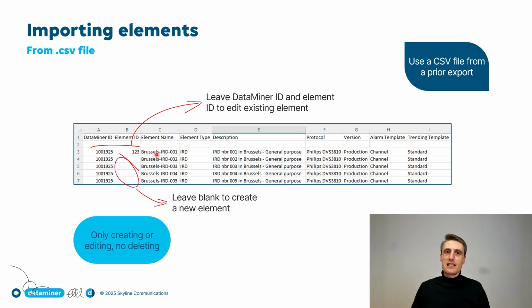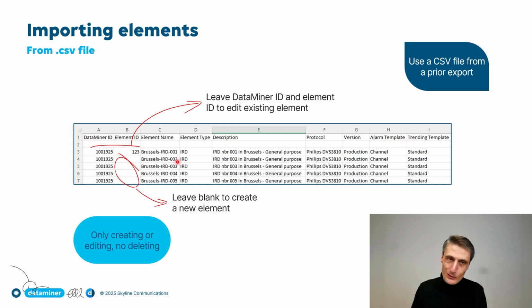If I'm choosing, instead of a Brussels name, I say a Belgium IRD, so I'm changing the naming convention, how can DataMiner know which element you're talking about? Well, the only unique reference will be that DataMiner ID, element ID. And that is the case throughout the DataMiner system. That is the unique identifier of an element. So you don't touch those first two columns. Otherwise, DataMiner doesn't know anymore that you are editing this line.